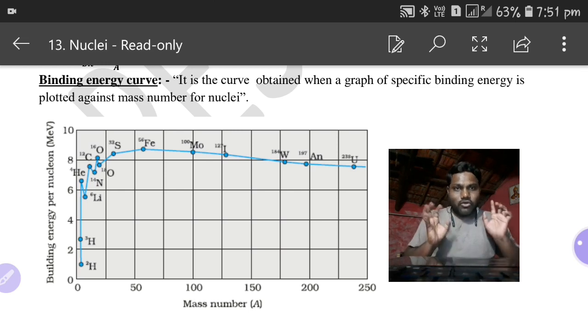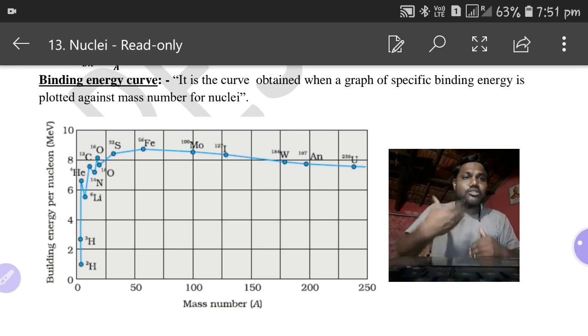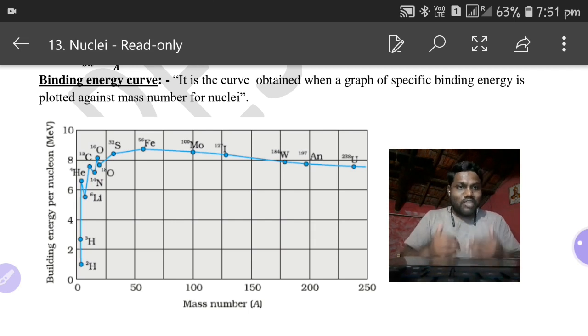If the energy required to break the nucleus is more, they are more stable in nature. So this we have to concentrate on and understand. Binding energy is related to the stability of the nucleus, how much stability the nucleus has. If the binding energy is more, such elements are more stable. If the binding energy is less, such elements are less stable.